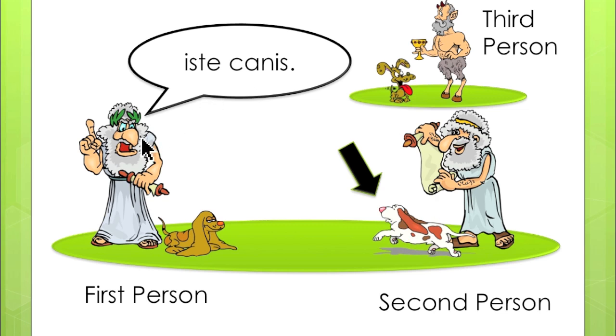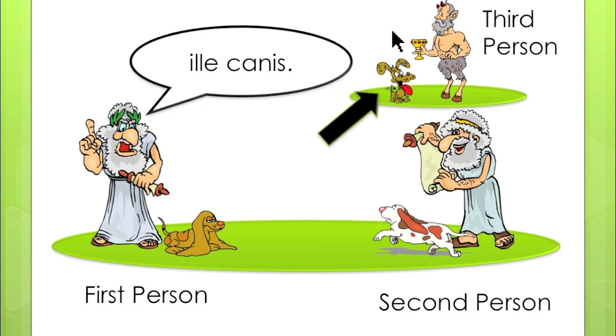Finally, if the cranky poet is talking to the kindly poet, and he wants to refer to something in the space of the third person, in this case this dog here, he will say ille canis, because ille is the demonstrative in Latin for the things in the space of the third person.